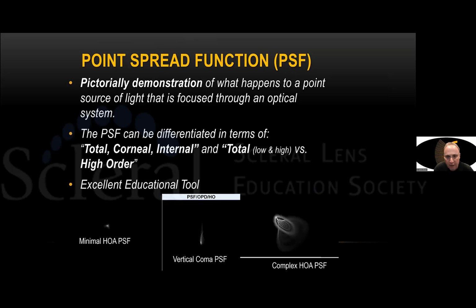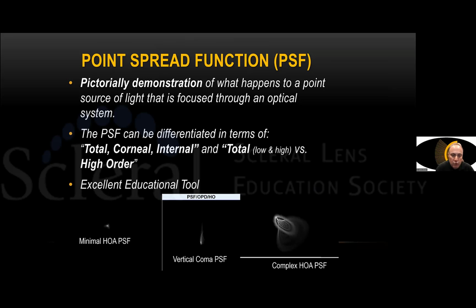Now we'll talk about point spread function. To me, clinically, it's one of the most useful educational tools for our patients. Because what is a point spread function? It's a pictorial representation of what happens to a point source of light that's focused through an optical system. So once again, you can create a point spread function image for total aberrations, including low order and high order. I don't find that tremendously useful, to be honest with you.